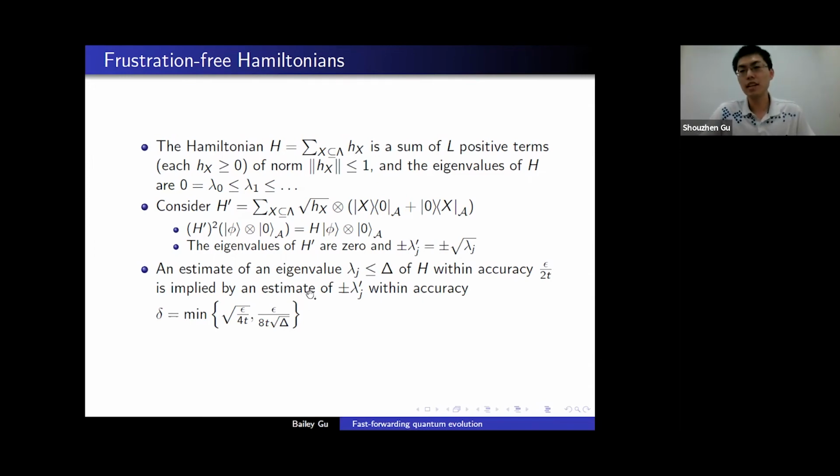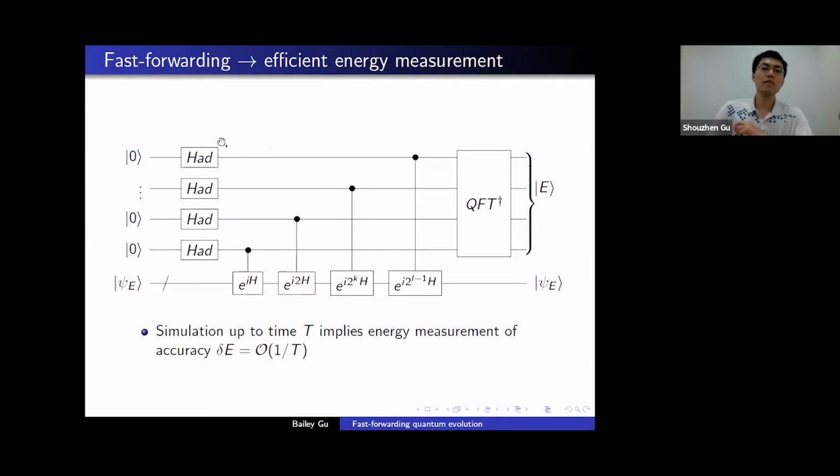Now, there's also a correspondence between the ability to fast forward and the ability to make very efficient energy measurements. Let me just describe that a bit. Let's say that we're able to fast forward a Hamiltonian, or just simulate a Hamiltonian efficiently. Then this is the quantum phase estimation algorithm. In the middle part, it involves some controlled operations of gates that are essentially simulating the Hamiltonian. If you do the analysis for a circuit like this, it can be shown that if we're able to do simulation for time up to t, then we get an energy measurement accuracy of around 1 over t.